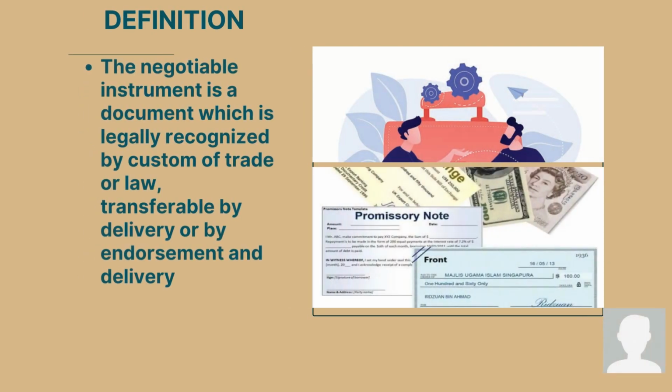Definition of negotiable instrument. A negotiable instrument is a document which is legally recognized by custom of trade or law, transferable by delivery or by endorsement and delivery, and also a document which entitles a person to a sum of money and which is transferable from one person to another by mere delivery or by endorsement and delivery.